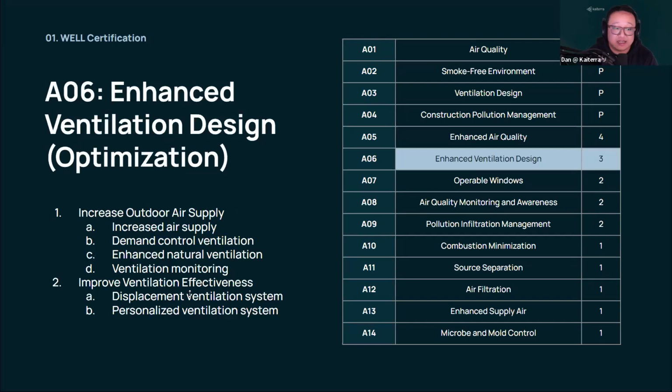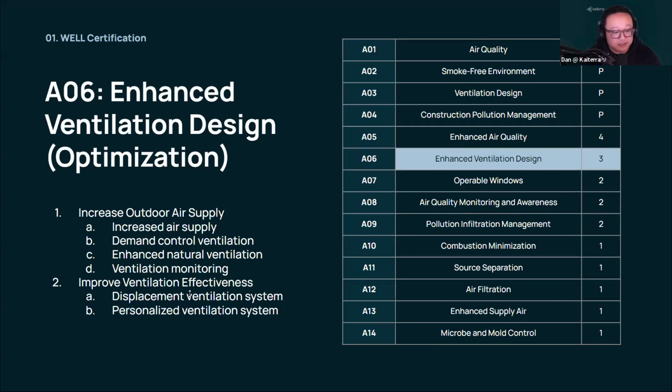A06 is looking at enhanced ventilation design, again, similar to A05 for air quality. A06 is looking at the ventilation design precondition and taking it above and beyond again. Here you can earn up to 3 points. For part 1, you're looking at different ways that you can increase your outdoor air supply into the building, such as exceeding the outdoor air supply rates that were outlined in A03, using things like demand control ventilation to keep CO2 levels low, or by conducting continuous ventilation monitoring and having your CO2 levels lower than the A03 standards.